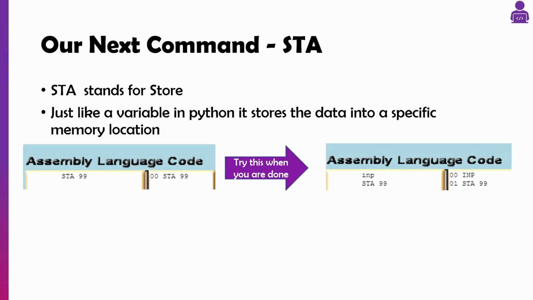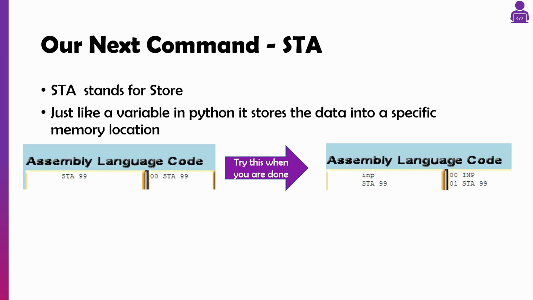So STA stands for store. What it does is it allows us to take whatever's in the accumulator and store it into a specific memory location, so in our case, one of those mailboxes. So I've said STA 99, and what that will do is take whatever's in the accumulator and store that in 99. If you look at the code on the right, you can see I've got INP then STA 99. So whatever number you type in will get put into that particular mailbox.